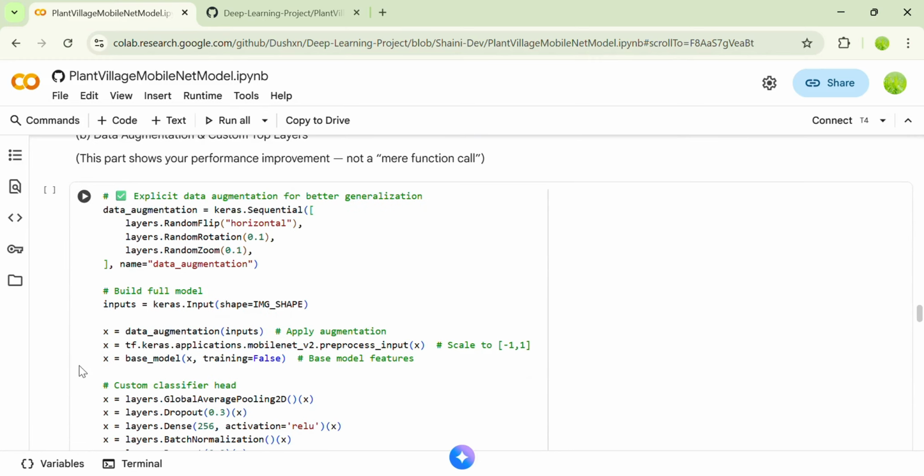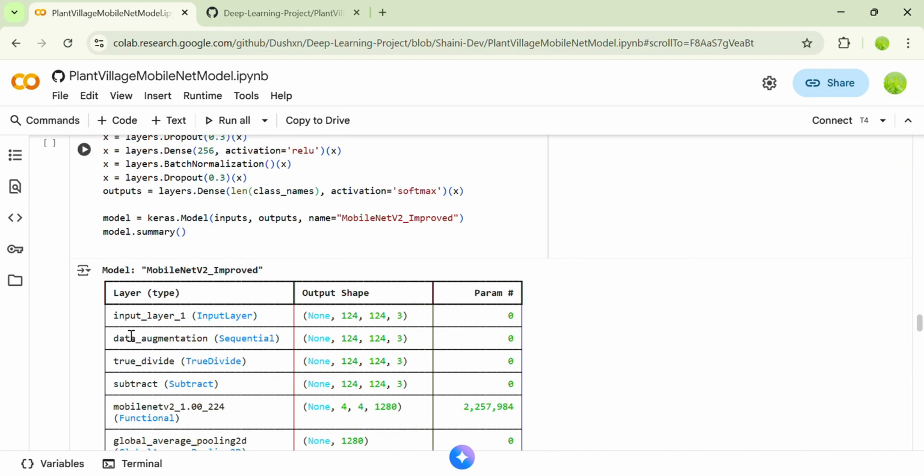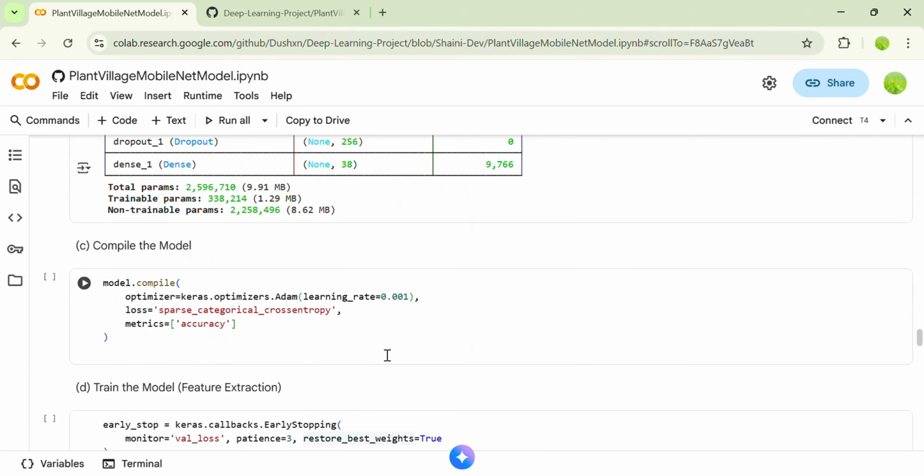Then we add custom layers. I add a global average pooling layer, a dense layer with ReLU activation, a dropout, and a final softmax output layer to classify the images into the disease categories. These are the outputs. Then we compile the model.